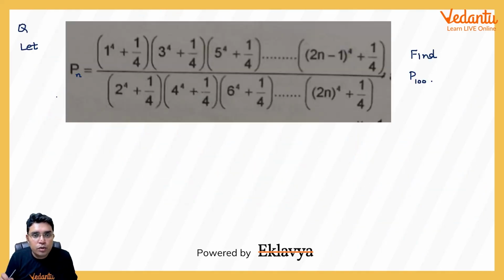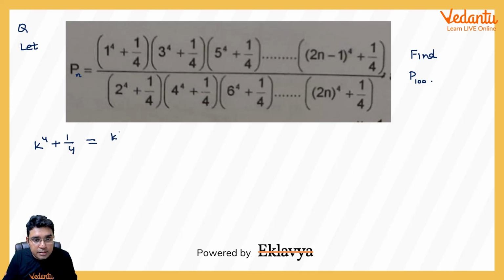Now I'll show you the power of the telescopic method in some product also. Please see. Here we are given Pn as some terms multiplied in the numerator, some terms being multiplied in the denominator, and we are asked what can be P100. But before that, let me tell you, if you have this expression k^4 + 1/4, this can be factorized. Please think about it.